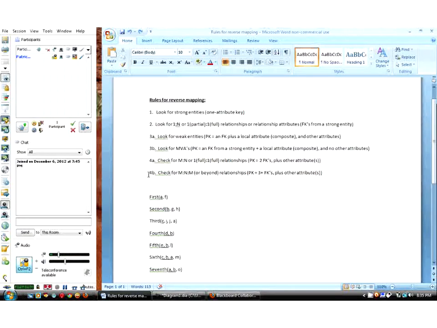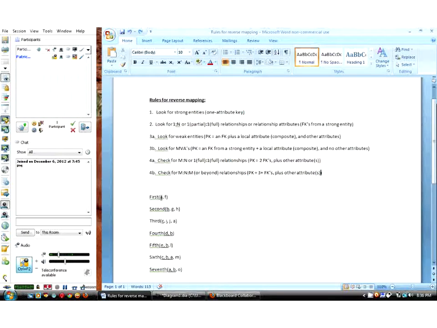Okay. So for B, what we want to do is check for what you call an n-ary relationship. So that's basically ternary or beyond, right? So what we're going to look for is a bunch of foreign keys, 3 or more, right? Now, these particular foreign keys are going to make up the primary key, right? And you can also have other attributes optionally. It doesn't have to be, but you can, okay?